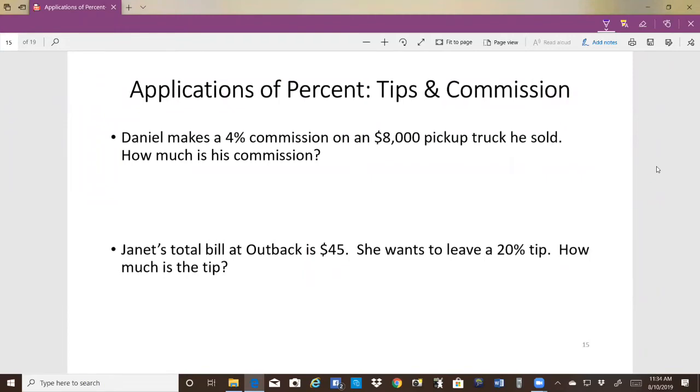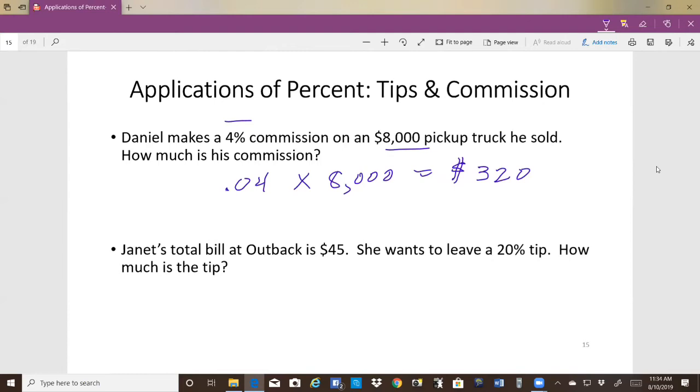Now let's apply percent to tips and commission. Suppose Daniel sold a pickup truck for $8,000 and he gets 4% commission. How much is this commission? It'll just be 0.04 times 8,000, which is equal to $320. So that's how much Daniel made when he sold the truck.